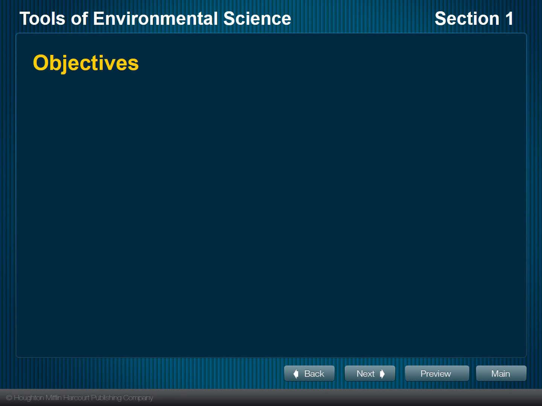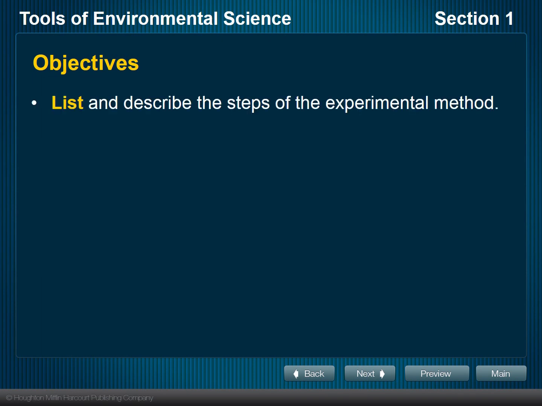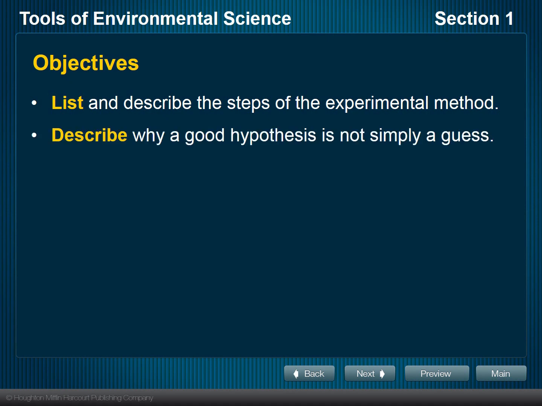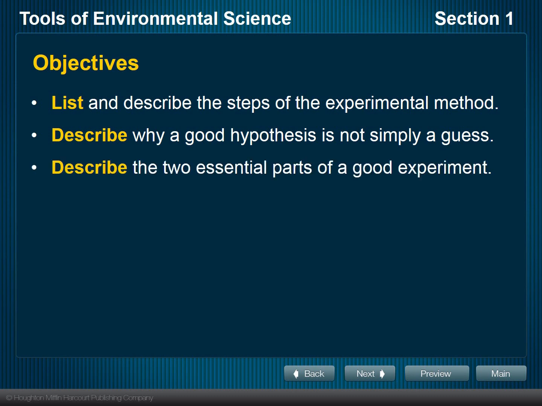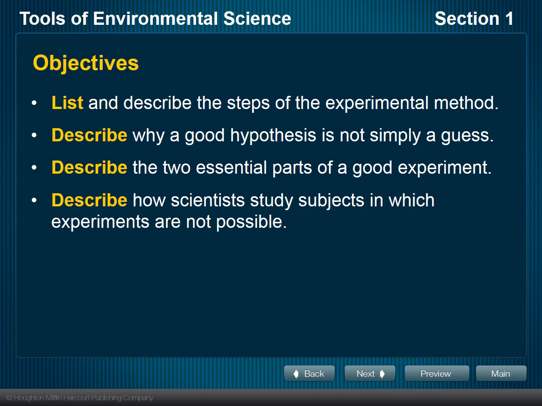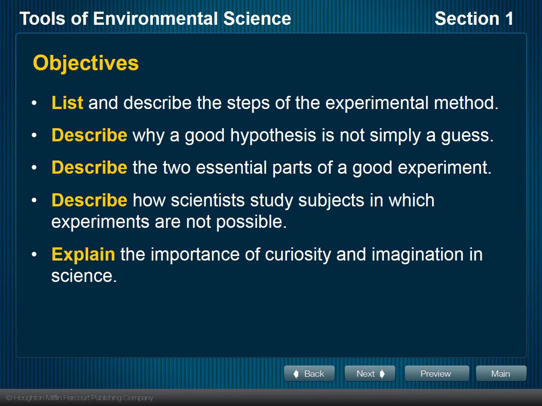When you finish this section, you should be able to list and describe the steps of the experimental method, describe why a good hypothesis is not simply a guess, describe the two essential parts of a good experiment, describe how scientists study subjects in which experiments are not possible, and explain the importance of curiosity and imagination in science.